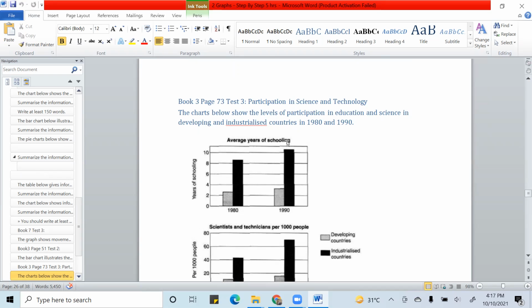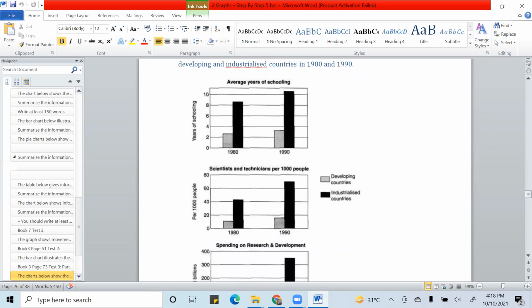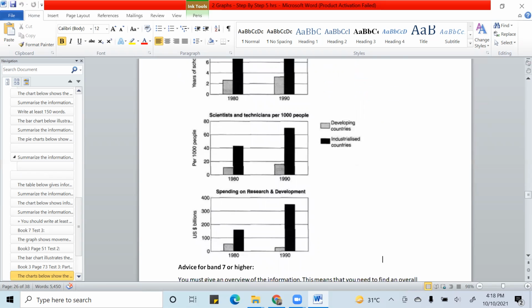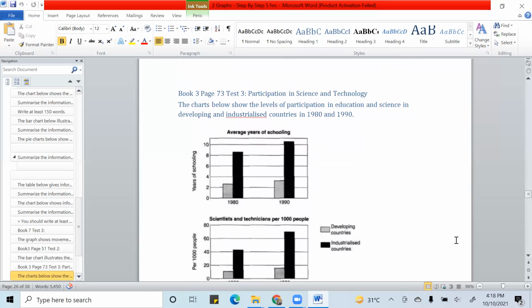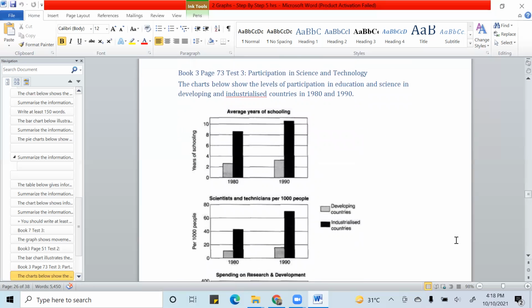shows a comparison of developing and industrialized countries with regard to participation in education and science by comparing average number of years of schooling, proportion of population in scientific fields, and expenditure on R&D, on research and development. So like this, you can paraphrase it. Specify all three things as headings.